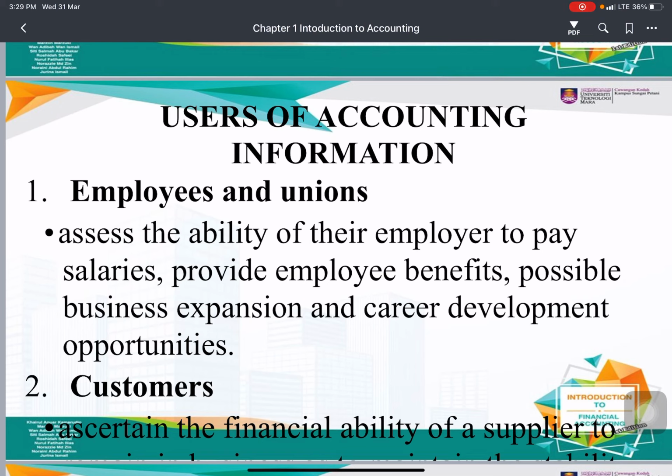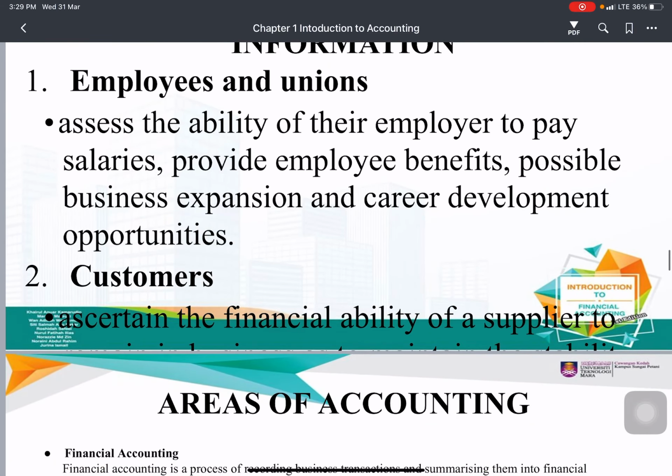Right, same also with this one, the employees would like to know whether the company is able to pay their salaries, able to give them benefits, or able to give them career development. Of course, so these employees will see the financial or accounting information.